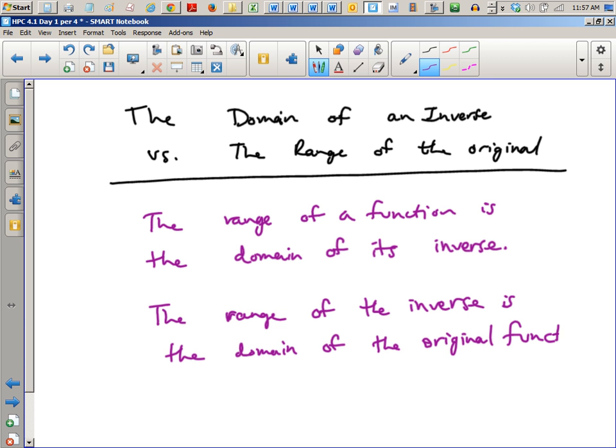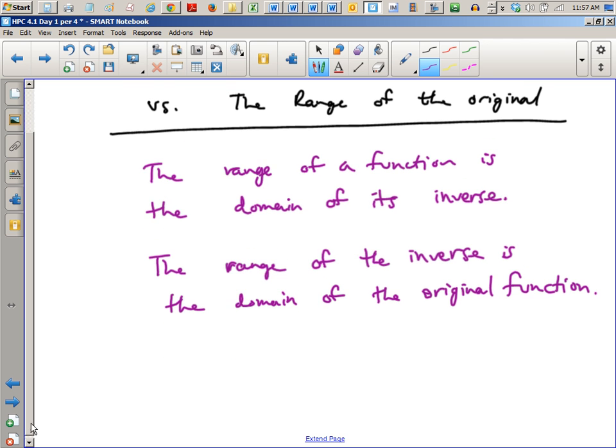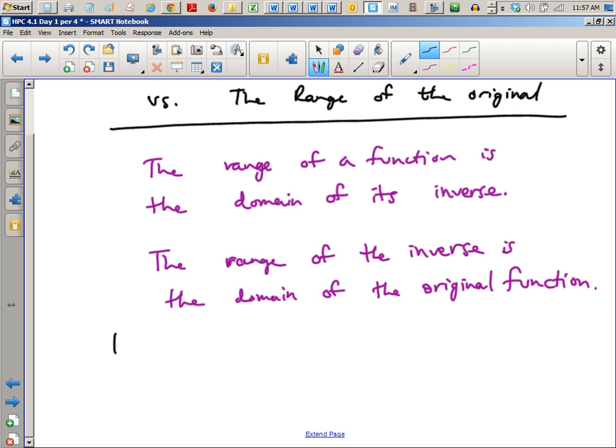Function. This is a really important idea. It's not a difficult idea. It's actually pretty simple. Let's look at an example of this real quick. A minute ago, we just did a problem where we got a function and we found its inverse.